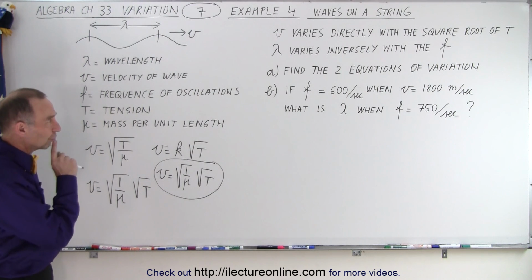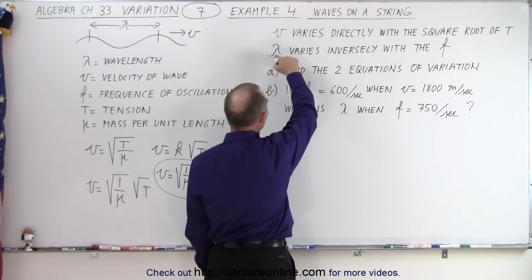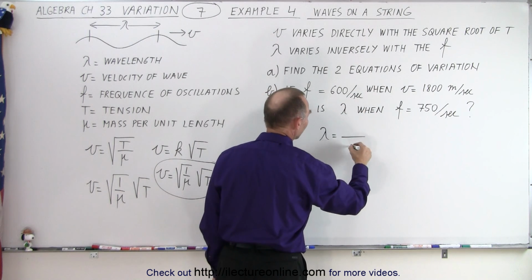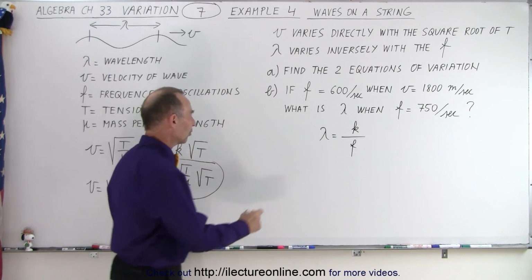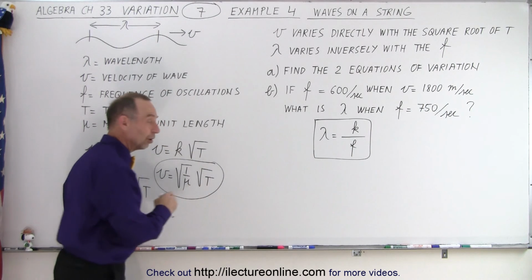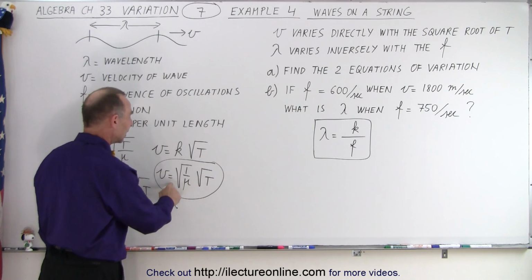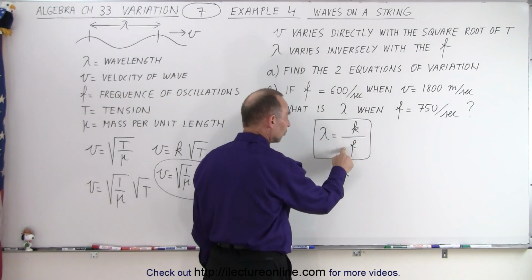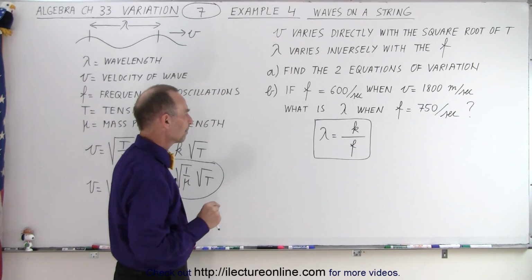How about the second equation? Y varies inversely with f. Okay, not y, but lambda. So lambda is equal to, inversely means we want to have the frequency at the bottom, and we want the k to be over here. Okay, so there's our second equation. So here we come up with the two equations that represent the variation of one variable to the other. v varies directly with the square root of T, and here lambda, the wavelength, varies inversely with the frequency. Now we need to find k.